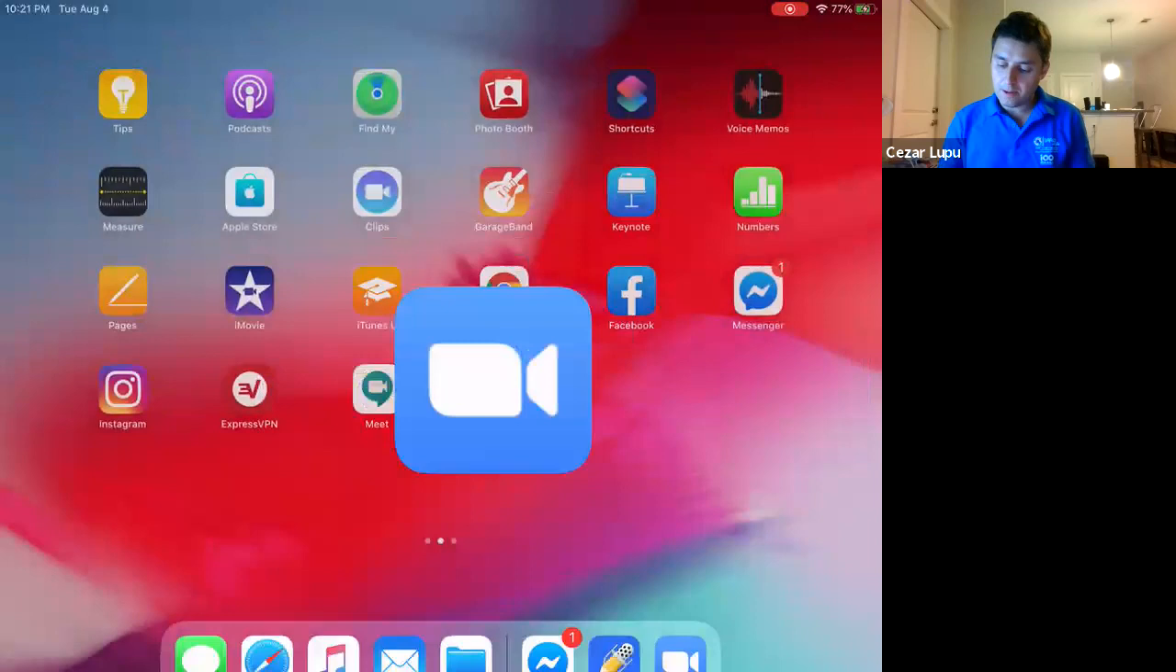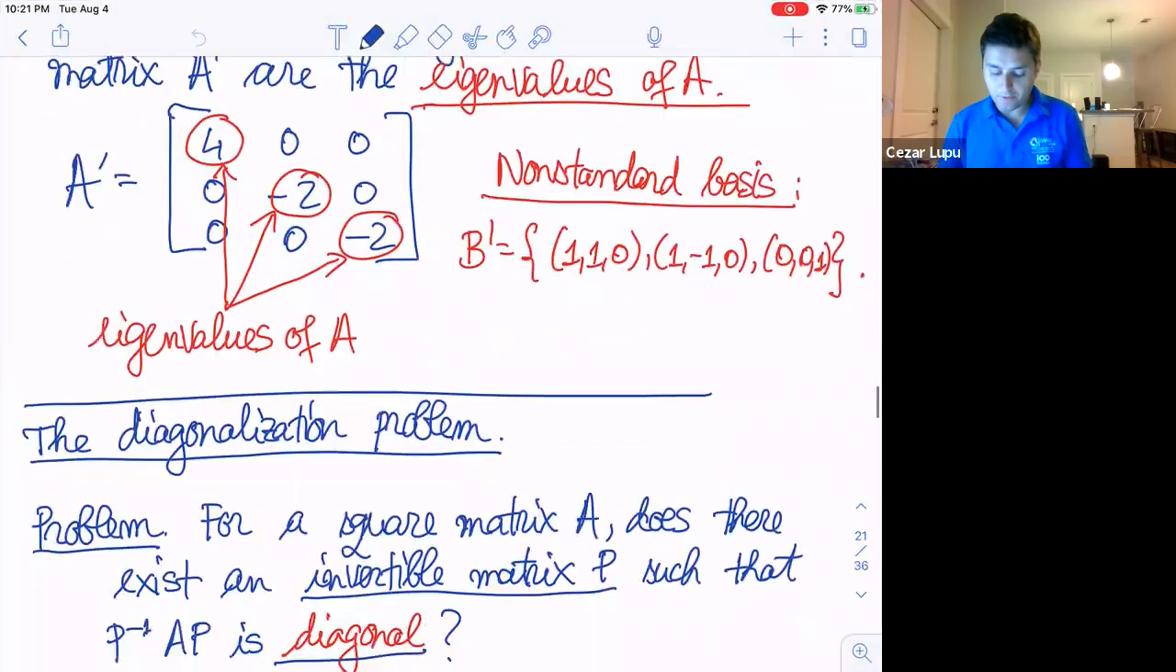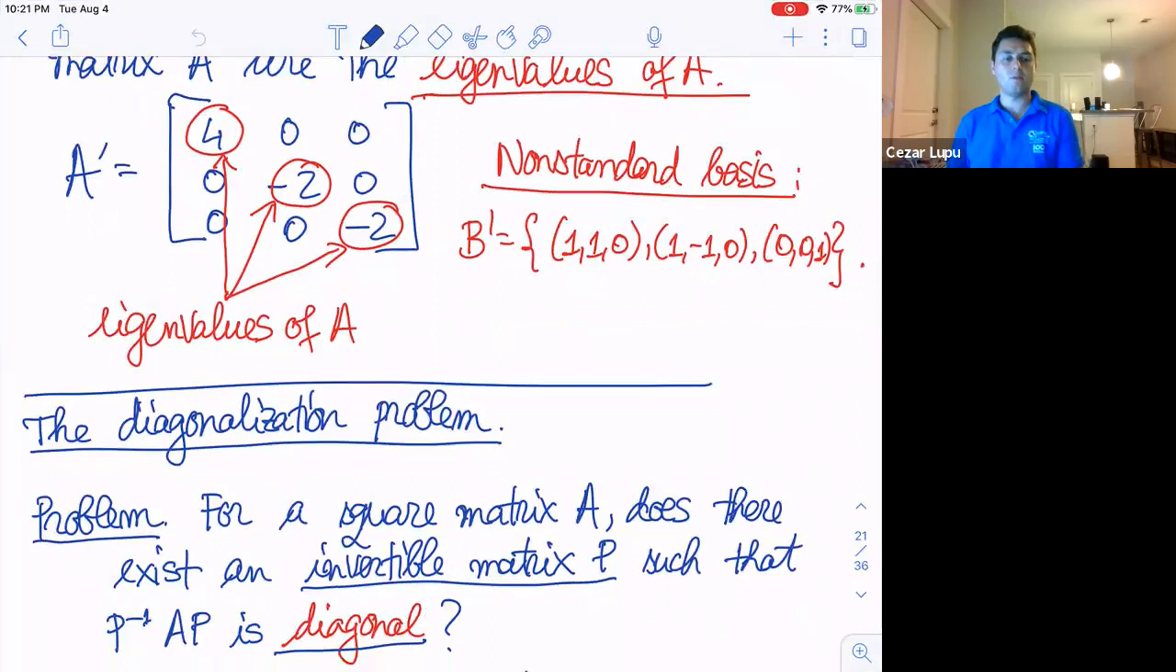But first we will be talking about the diagonalization problem. And the problem that we pose is the following. This is the question that we want to answer, which says that for a square matrix A, does there exist an invertible matrix P such that P inverse times AP is diagonal? That is the question we want to answer.